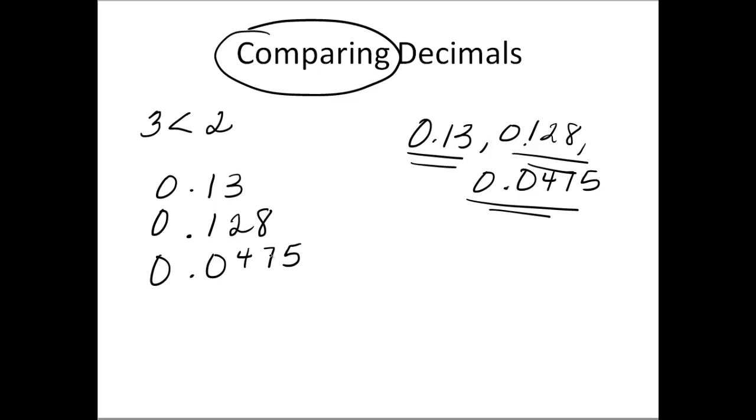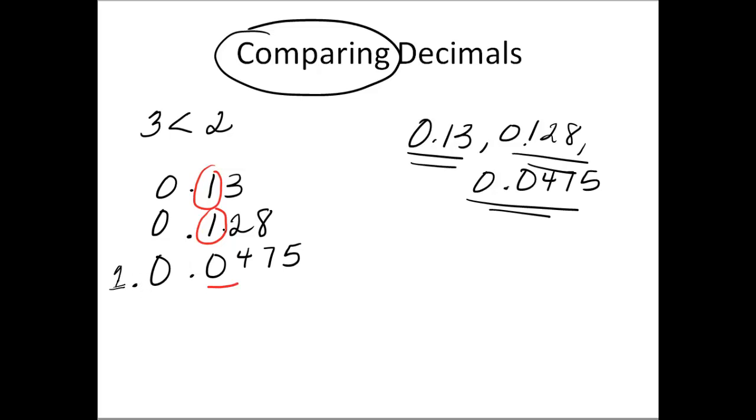Now, 2 of the decimal numbers here have a 1 in the 10th place. We have a 1 in the 10th place here and a 1 in the 10th place here. The third number has a 0, so we know that this is the lesser or the least of the 3 values here. So from least to greatest, 0.0475 is going to be first.